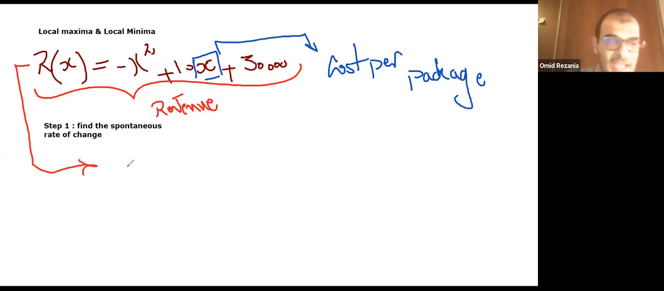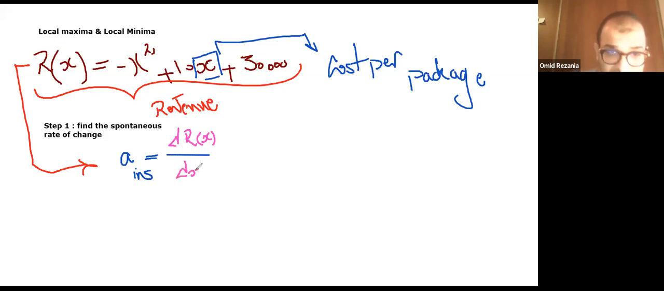But remember, in order to find the instantaneous rate of change, it is essentially what we talked about yesterday. We talked about a model. We said that it's going to be d of r of x. It means the variations of the revenue with respect to the variations of the cost per package. That decides the instantaneous rate of change.